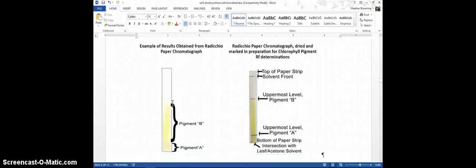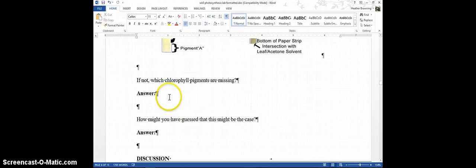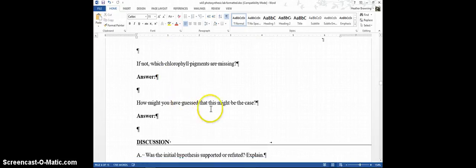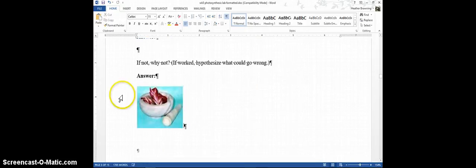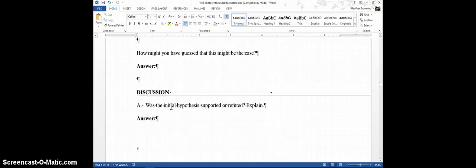And then I gave you what the radicchio sucker looks like, right? Just so you have it, because it's nicely not in there. And then, if not, what pigments are missing, and how much have you guessed this? So our radicchio shows you a picture of it. What color do you not see? So what pigment might it be missing?